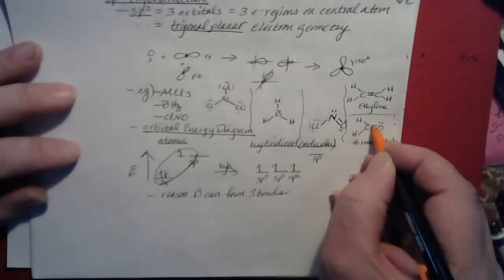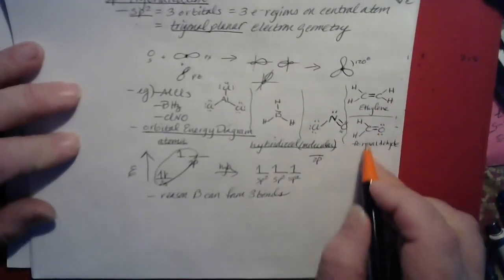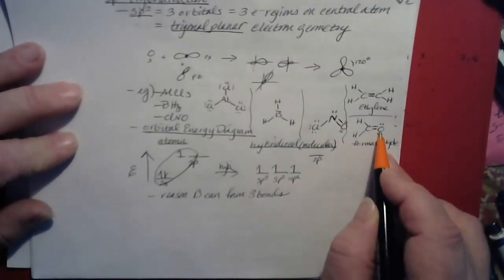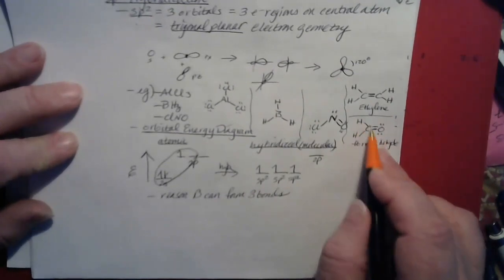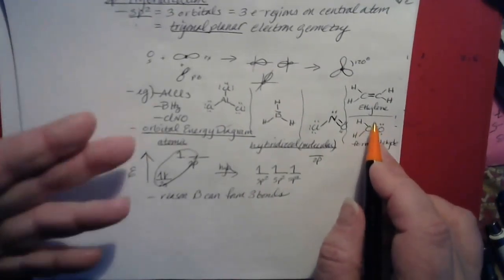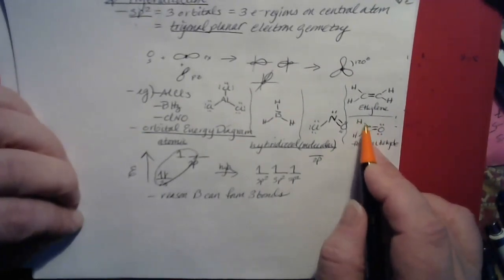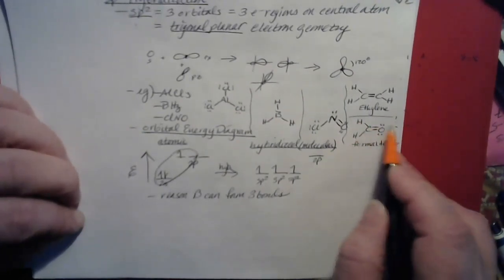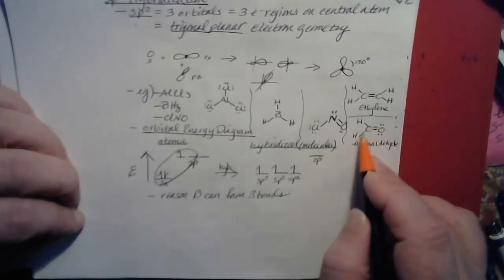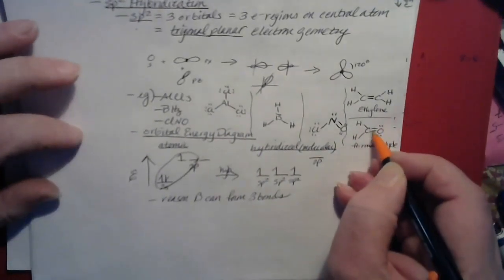Formaldehyde is yet another example where you have the carbon double bonded to the oxygen, and then the two hydrogens single bonded. You've got three regions of electrons on the carbon. The double bond is one region. Each of the single bonds is a region. So that's three regions. So it will form a trigonal planar molecule in terms of both electron geometry and also the molecular geometry. So that is sp2 hybridized.